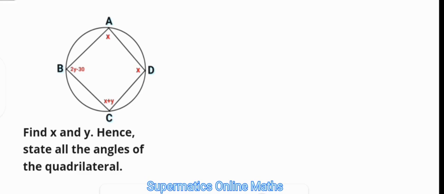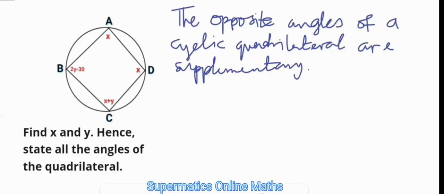To solve for x and for y and eventually getting the angles of the cyclic quadrilateral, we know of a fact that the opposite angles of a cyclic quadrilateral are supplementary. This simply means that the opposite angles add up to 180 degrees.